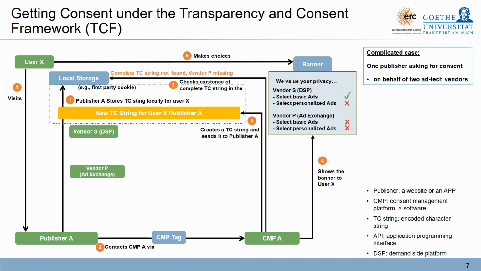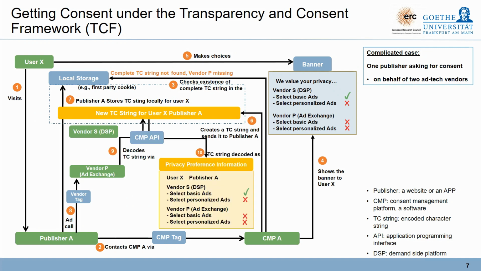When the vendor tag on the website runs in step 8, Publisher A sends an ad call to Vendor P. However, Vendor P cannot use user X's data for either of the purposes. As a result, Vendor S has no access to the data, even though it has user consent for basic ad selection. The dashed gray arrows show the loss of access to user data. This situation implies that Vendor S can no longer show a basic ad that it could have been able to show for user X because its partner doesn't have user consent.